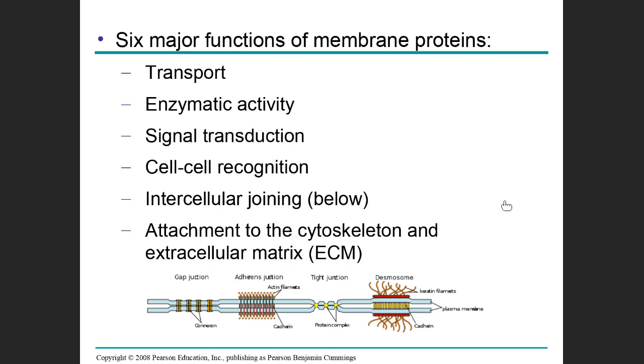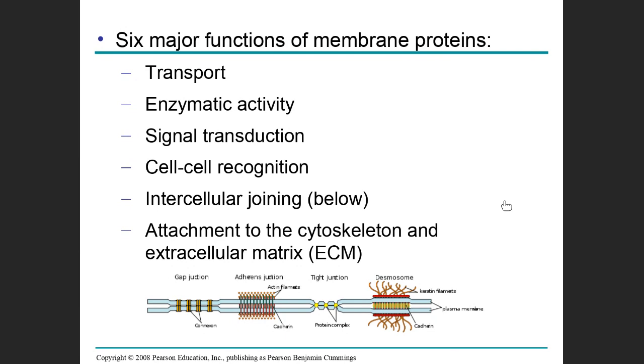So the 6 major functions of membrane proteins are, first, transport. As we're going to see, cells have to transport materials into and out of the cell, and proteins assist with that. Second, there are enzymes that may be on the outside of the cells, attached to the membrane. Third, signal transduction. We've talked about signal molecules and their protein receptors. Fourth, cell-to-cell recognition. Cells in a tissue need to recognize the other cells in that same tissue. So your muscle cells know that they're in contact with other muscle cells.